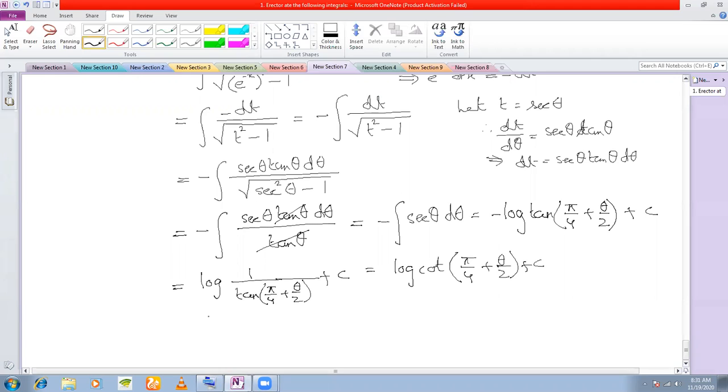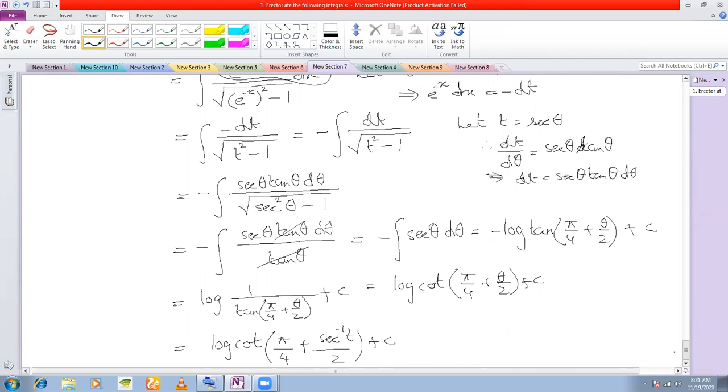Now you put the values of theta. We have taken t is equal to sec theta. So therefore log cot, then what should be theta? Theta should be sec inverse t. So pi by 4 plus sec inverse t divided by 2 plus c. Also we have put a certain value of t also. t is e to the power of minus x. So you put that: log cot of pi by 4 plus sec inverse e to the power of minus x divided by 2 plus c. So this is your required integral.